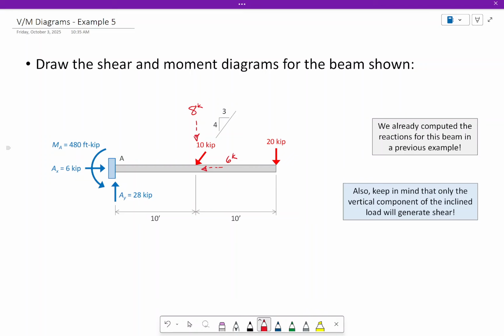Okay. So the first point I want to make regarding the construction of the shear and moment diagrams is that a shear diagram is just that. It's shear. It's transverse loads. When I say transverse loads, I mean perpendicular to the axis of the member. Okay? So this 6 kips is parallel to the axis of the member. That's why we call it an axial load. Okay?